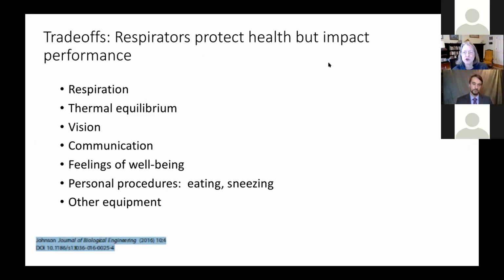Those of you who have used respirators will recognize these, that as you're breathing, the breathing can feel a little bit different. The thermal temperature issues, for some people with glasses, there may be fogging up. Some people may find it easier or more difficult to communicate. And then if you have to eat or sneeze, what do you do? You have to be mindful and know that you have a respirator on. Next.